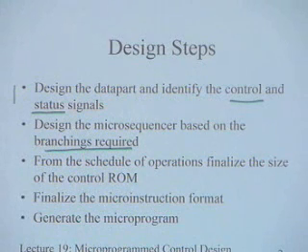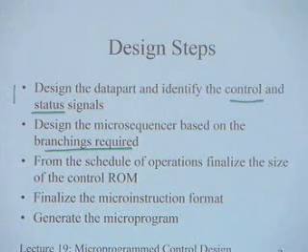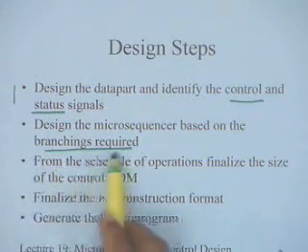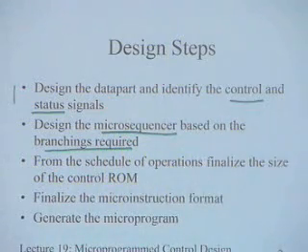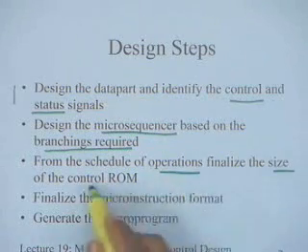If you look at a state machine, or at your algorithmic description in any other manner, you can identify the status signals, which are the ones that result in state transitions. Based on these status signals you either go to this state or some other state, or execute one part of the algorithm or another. So they define what types of branches are required, and they are going to influence the microsequencer. Once you have this, from the schedule of operations, finalize the size of the control ROM.